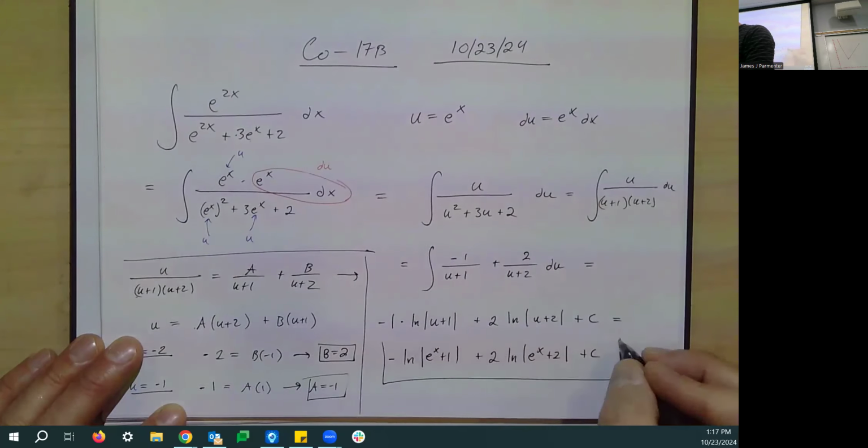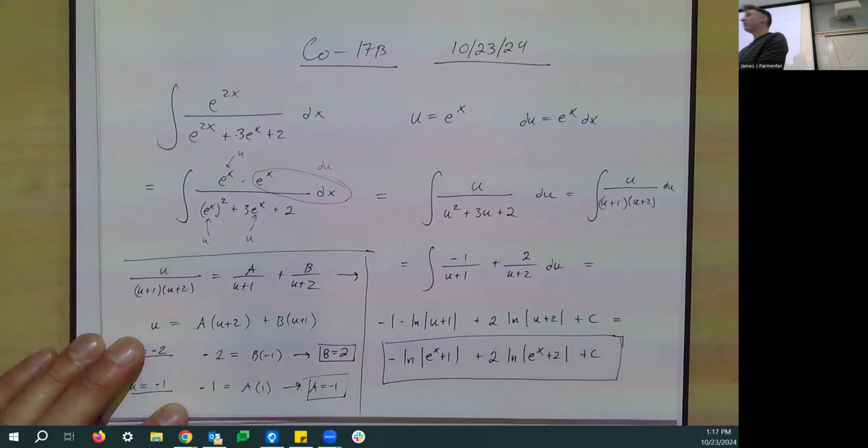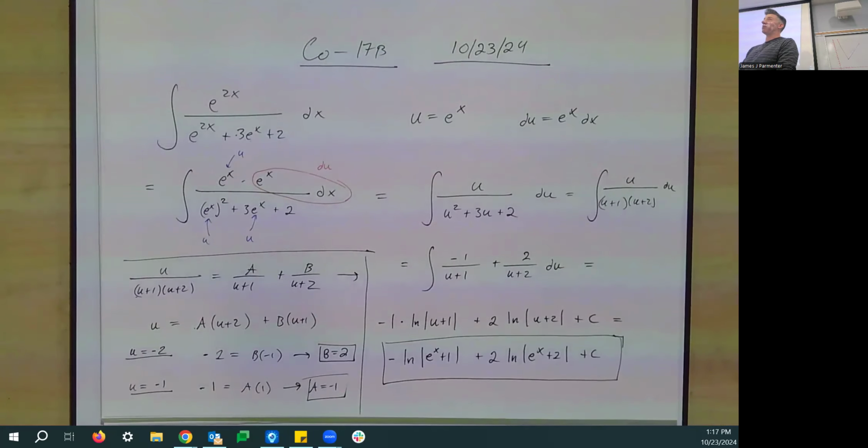I will point out it would be equally correct to write this answer without the absolute value, just since e to the x plus 1 and e to the x plus 2 are both always positive. So in the textbook answers section, you might see this written as negative natural log of parentheses e to the x plus 1, plus 2 natural log of parentheses e to the x plus 2, plus C.